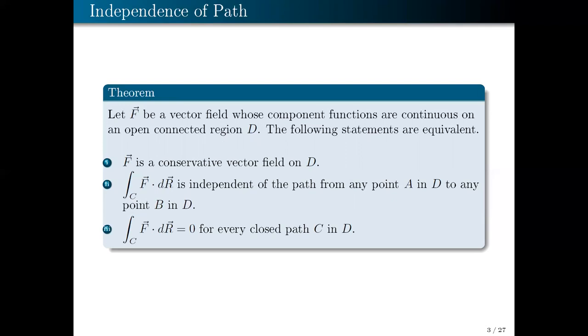In particular, if points A and B coincide, then the curve C is closed, making the line integral of f dot dr equal to 0. Okay?